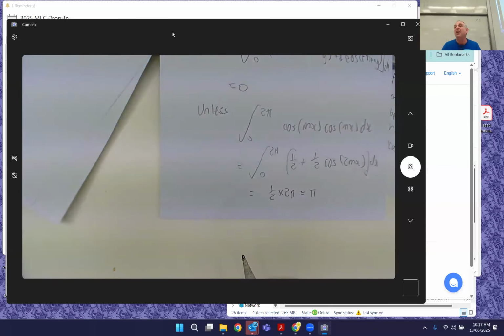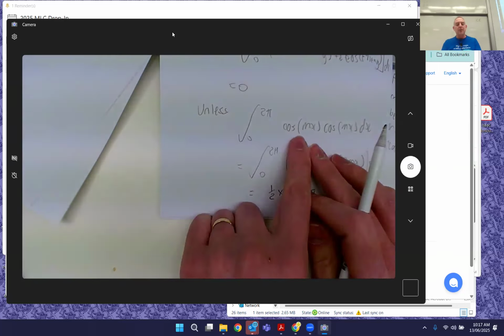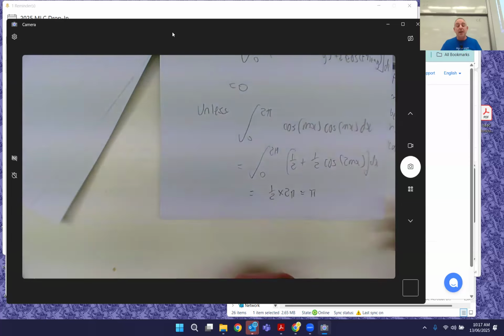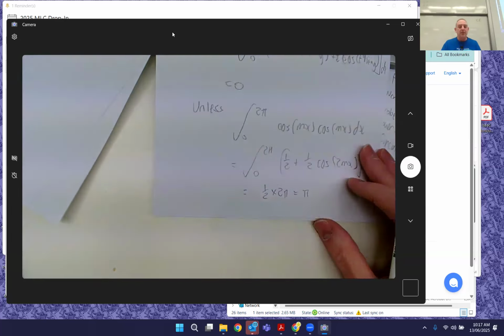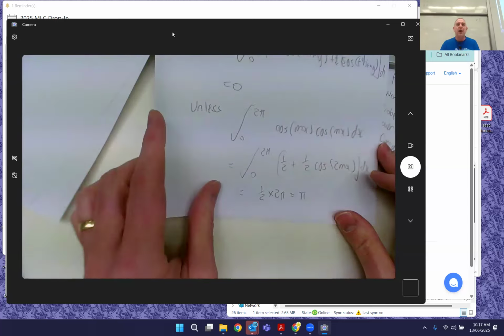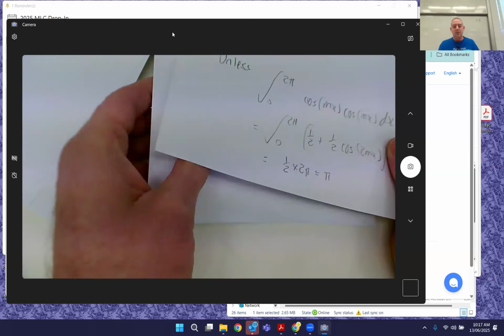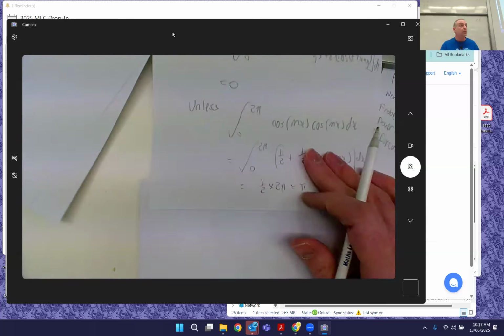That's okay. We're fine. We can cope with that one. And the one with the double sines also comes out to 0, unless it's sine mx, and then it'll also come out to pi, I believe, because it comes out to a half minus half of cos 2x.